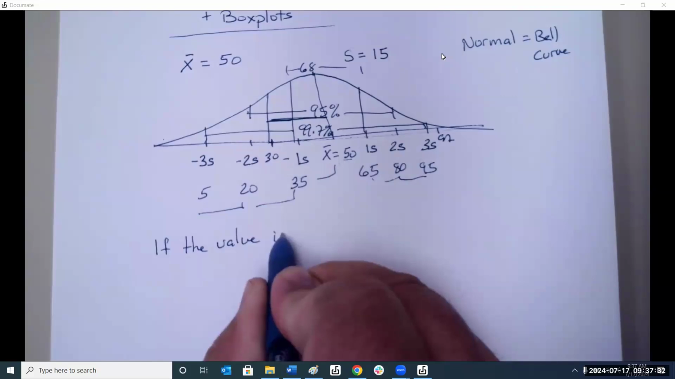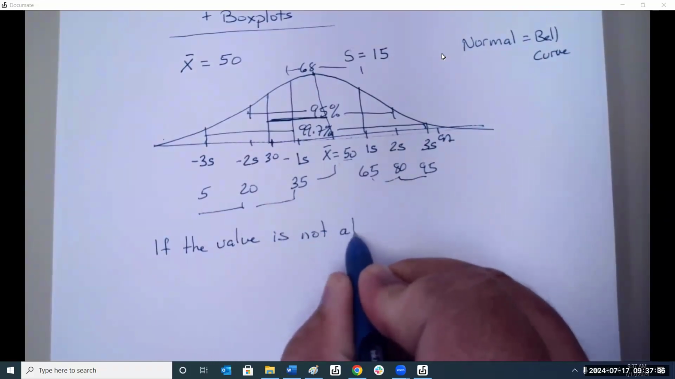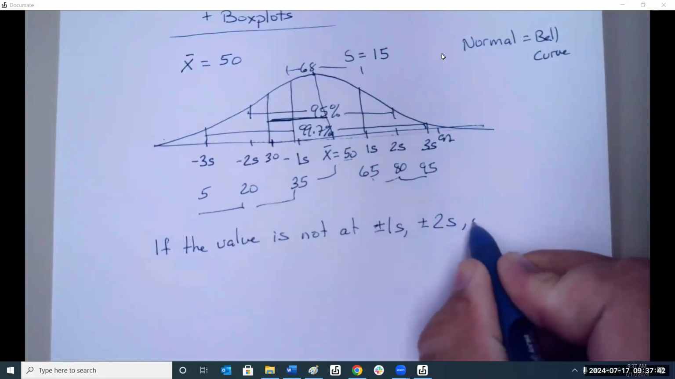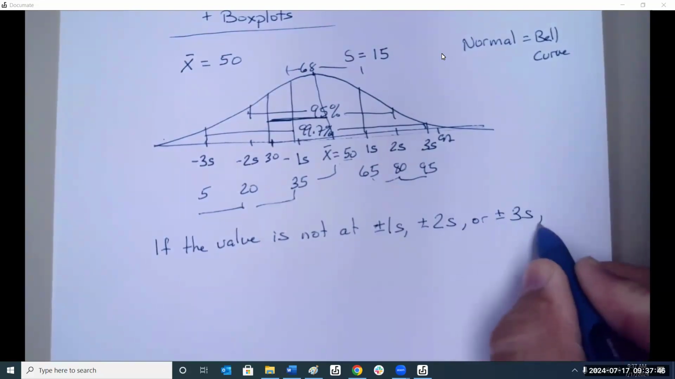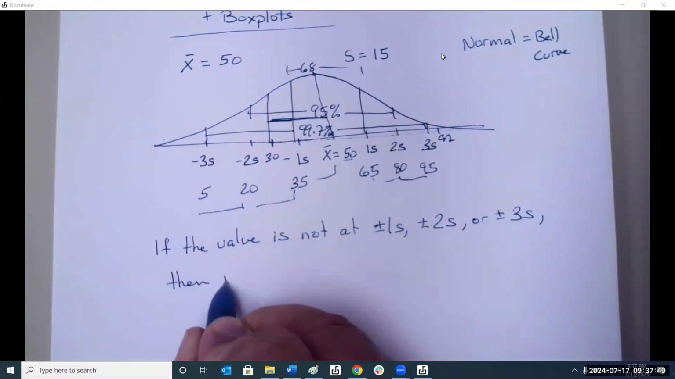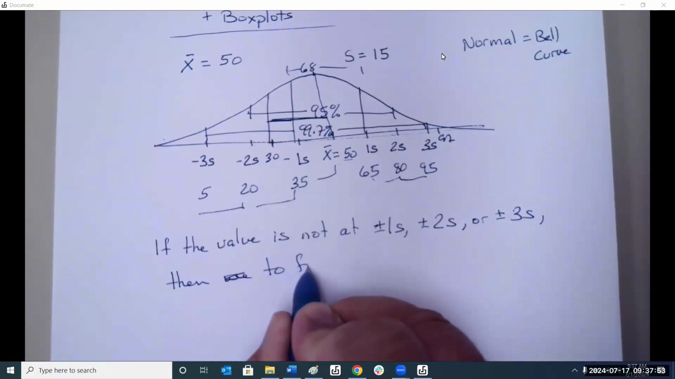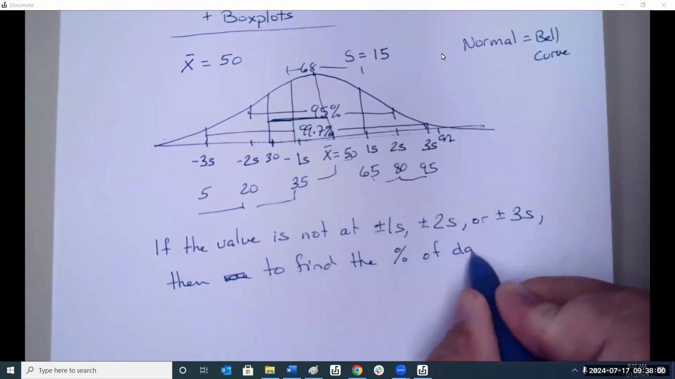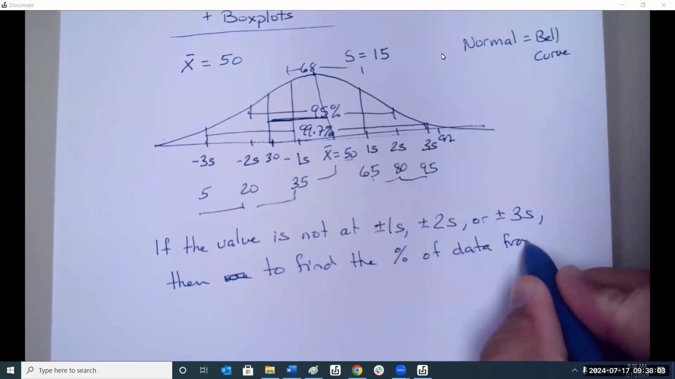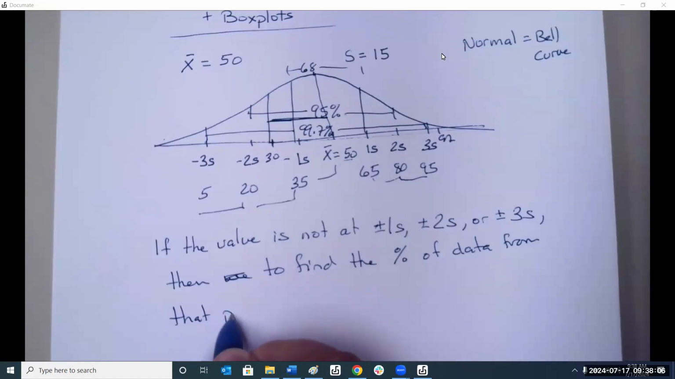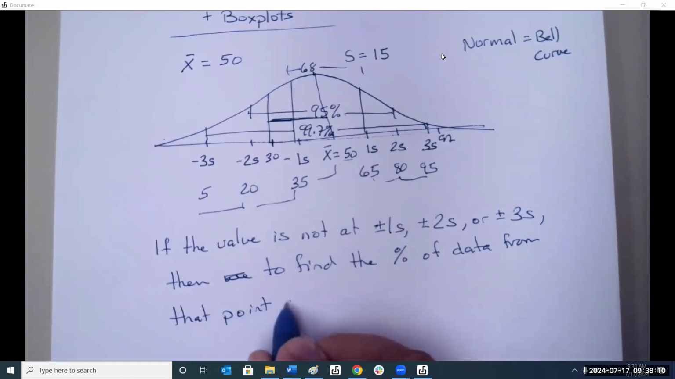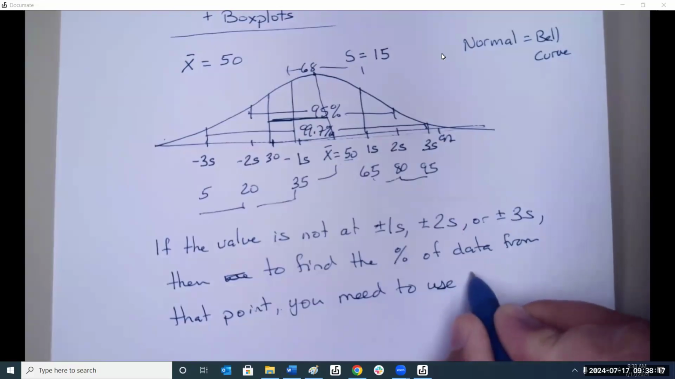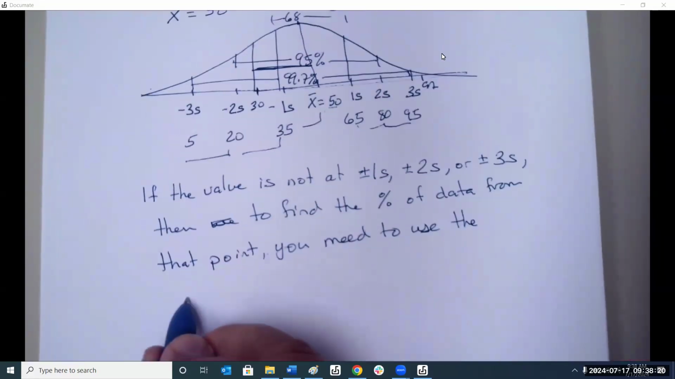If the value is not at plus or minus one standard deviation, plus or minus two standard deviations, or plus or minus three standard deviations, then to find the percent of data from that point, you need to use the z-score method.